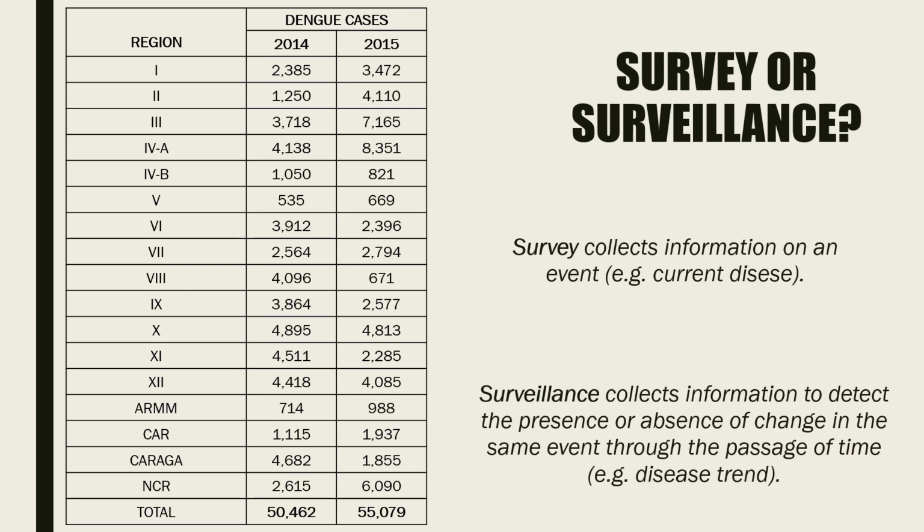Is this survey or surveillance? So survey collects information on an event, and surveillance would collect information to detect the presence or absence of change in the same event through the passage of time, for example, disease trends. So this example would show surveillance because it shows dengue cases comparing 2014 and 2015 in different regions of the Philippines.